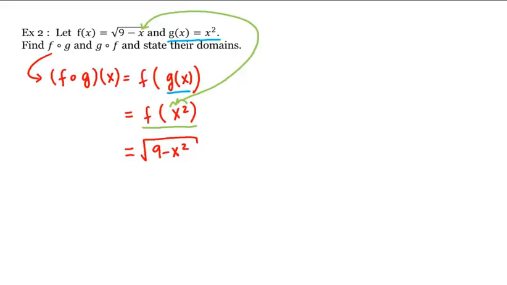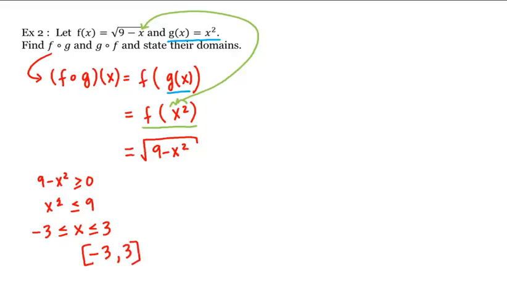All right, looking at this final form here, what is the domain of this final form? Well, what's under the square root, namely 9 minus x squared, has to be greater than or equal to 0, which means that x squared has to be less than or equal to 9, which means that -3 has to be less than or equal to x, has to be less than or equal to 3. So the domain of our final form here would be the interval from -3 to 3. Any of these values would be fine to plug into this square root here.